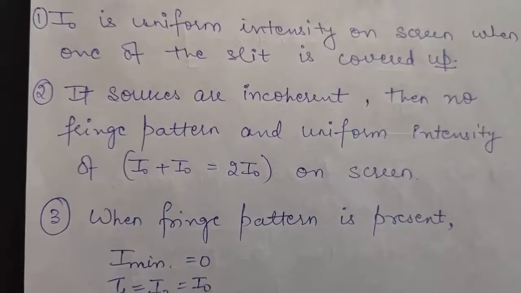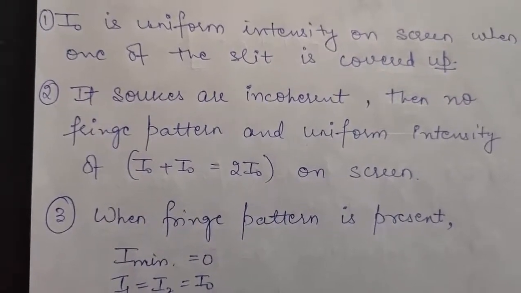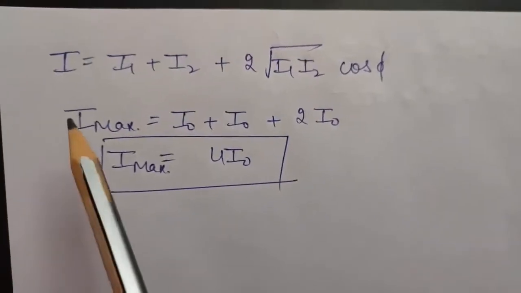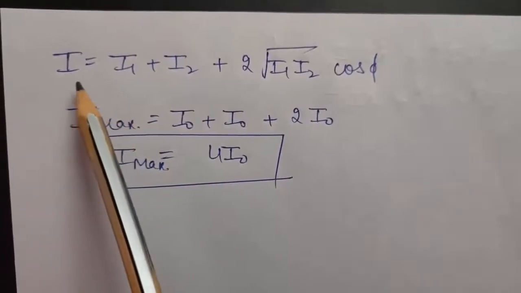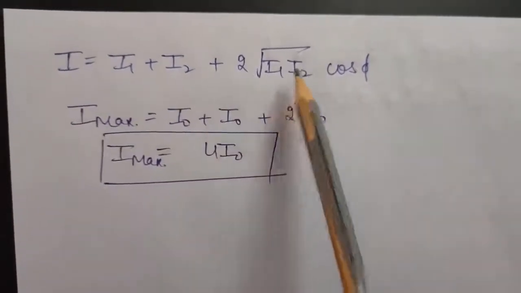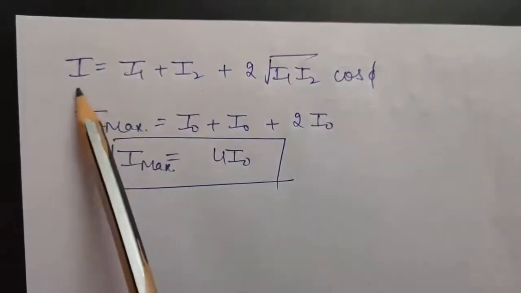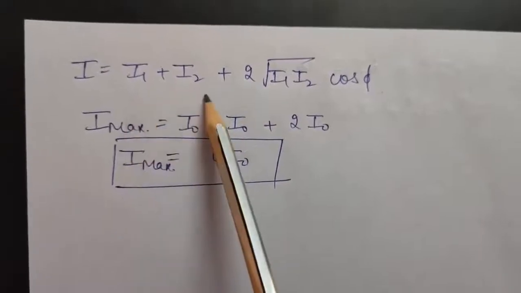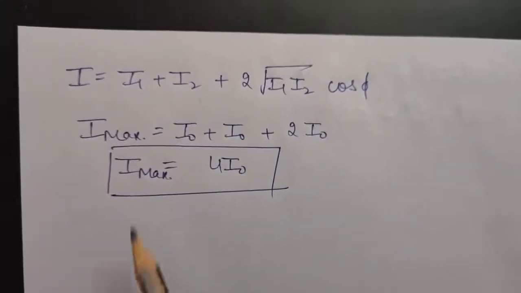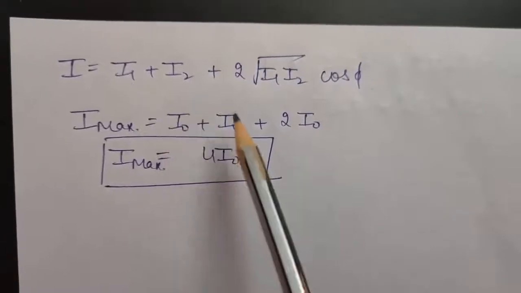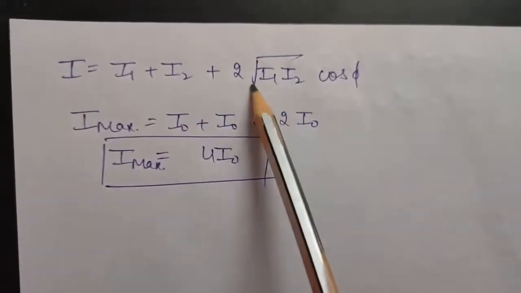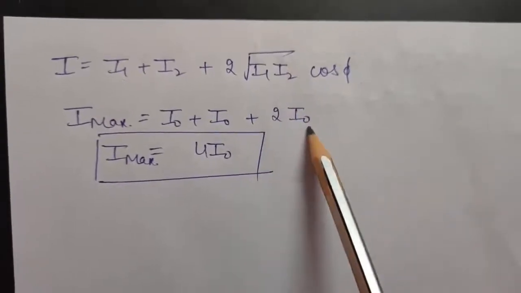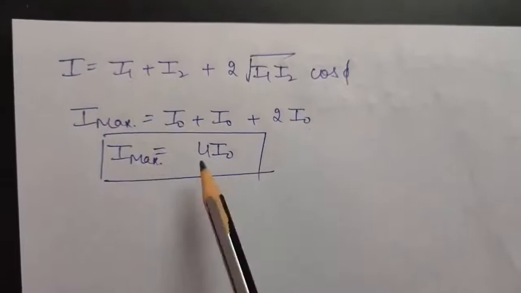So now let us calculate the maximum intensity when the interference pattern is present. As we have calculated in previous lectures, the formula of intensity for an interference pattern is I1 plus I2 plus 2 under root I1 I2 cos phi. To get maximum intensity, cos phi should be maximum, that is plus 1. And I1 and I2 are equal to I0. So just put the values. This will be I0 plus I0 plus 2 under root I0 I0, that is I0 square to the power 1 by 2, that will give you I0. So when you add them, you will get 4I0.